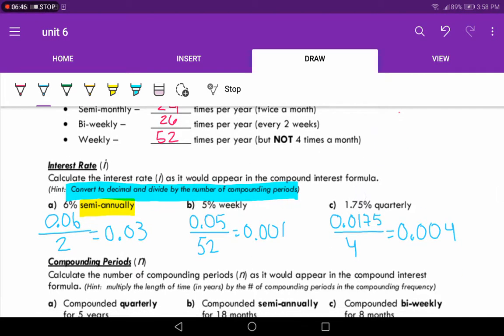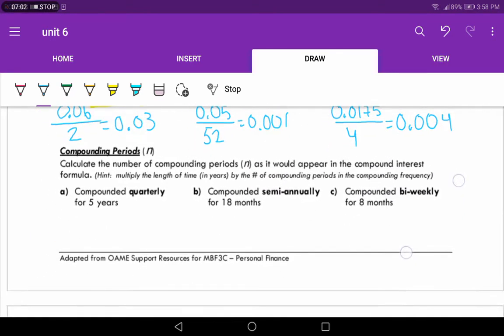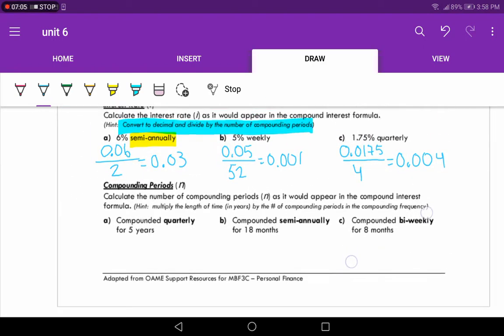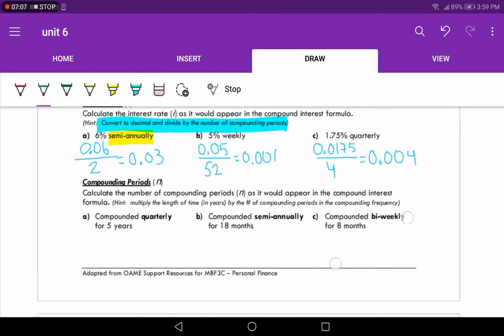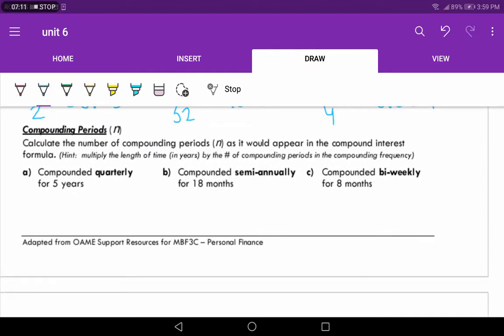Okay, awesome. If you're like, okay, that's easy, I just have to remember to convert it and then divide, right? You had to convert it before, the only difference is now dividing, but try to understand why. What this means is this percent for each of the periods that it's compounding. So we have to calculate I in a bit different way than we did before. We also need to calculate N, which is our compounding periods.